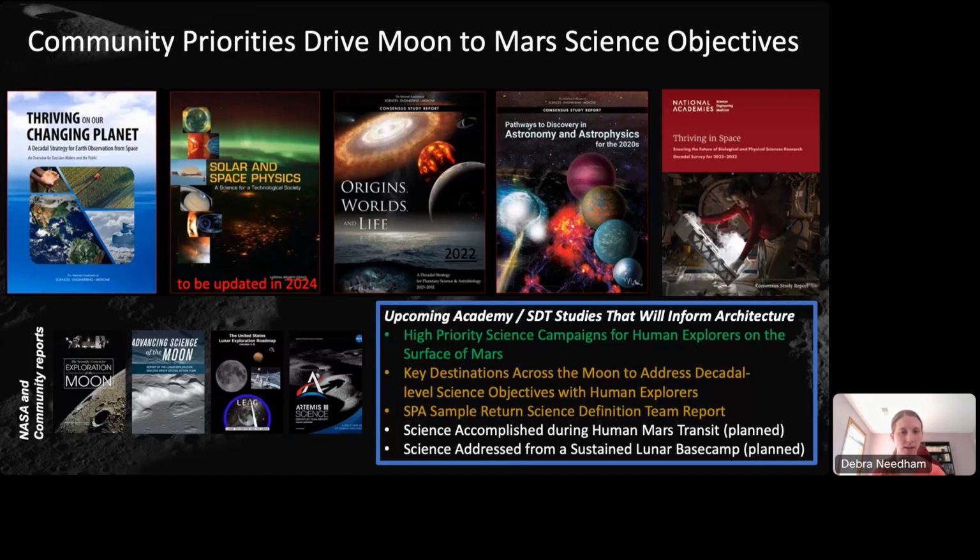We also have several upcoming Academy studies that will continue to inform the architecture. We're looking at the high priority science campaigns for human explorers on the surface of Mars, which encompasses all of the science divisions in SMD, as well as human research. And then we're also looking at key destinations across the moon to address decadal level science objectives with human explorers. And then a more planetary focused one with the South Pole-Aitken Basin Sample Return Science Definition Team that's soon to be stood up. And then we have a couple additional planned opportunities coming up later once those are completed, so we can continue to evolve the architecture to achieve our objectives.